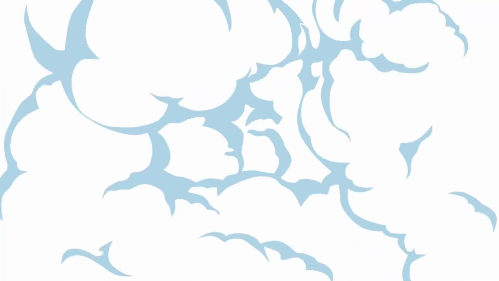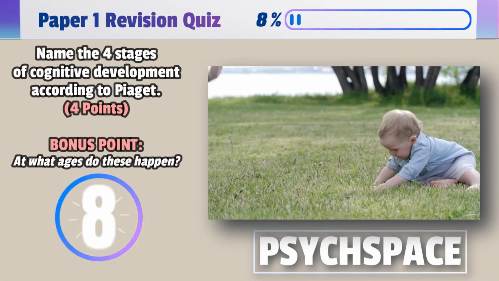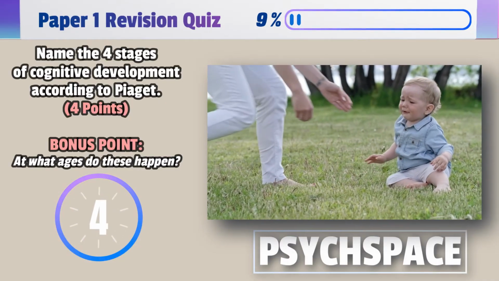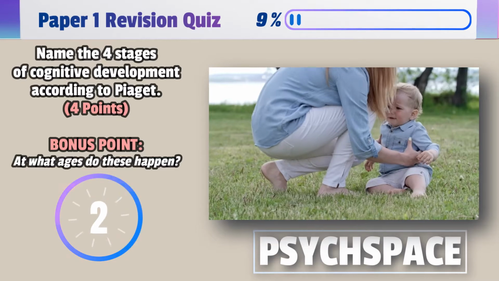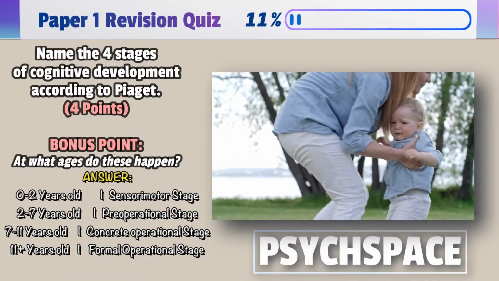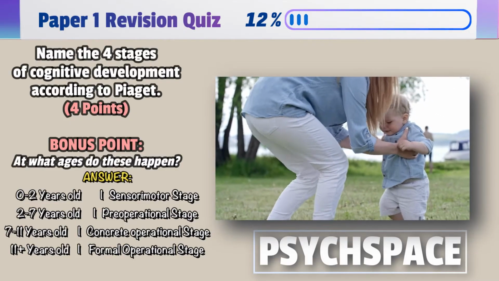Question 2. What are the 4 stages of cognitive development according to Piaget? And for a bonus point, what ages do they happen at? So the 4 stages are the sensorimotor, the pre-operational, concrete operational and formal operational. You do also need to know a couple of features of each.